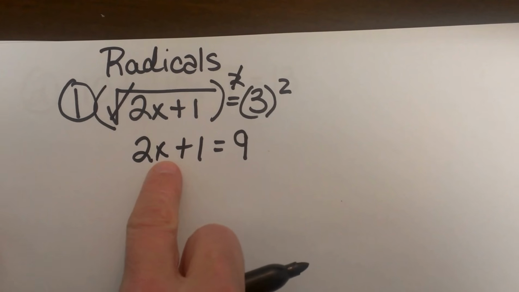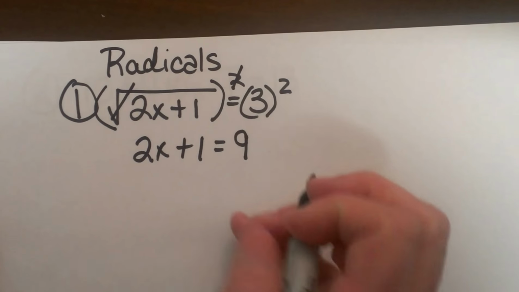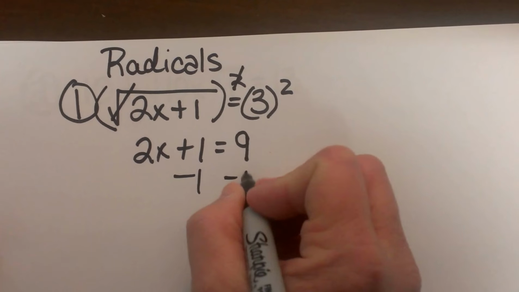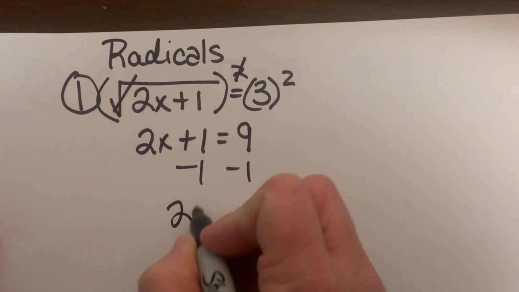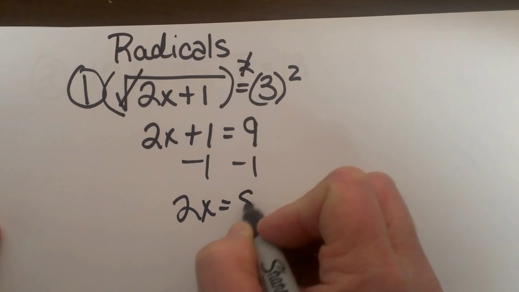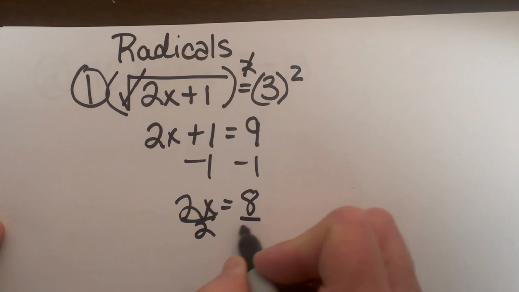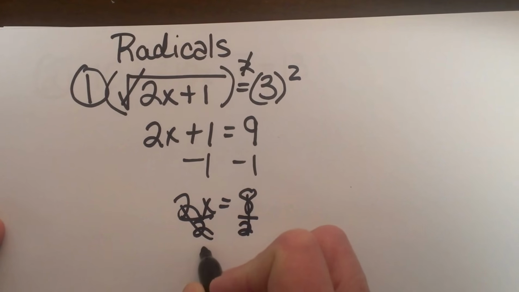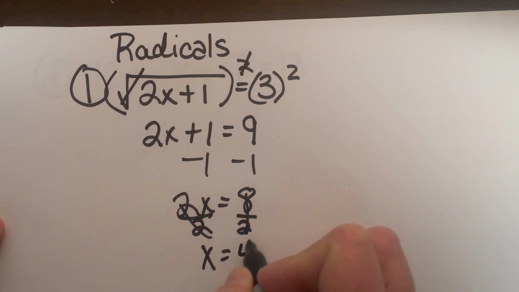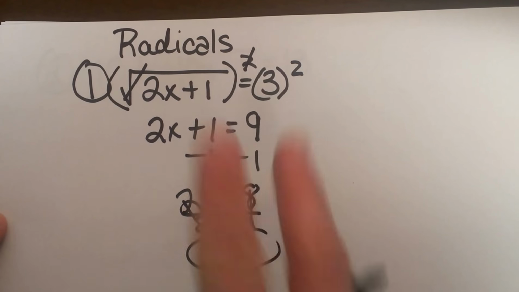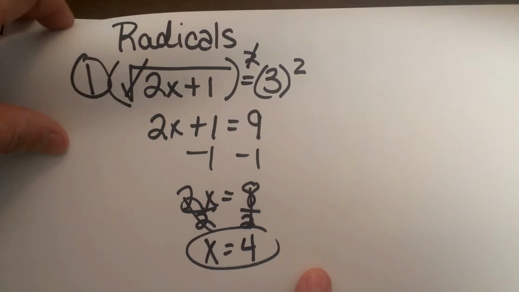Now I need to isolate my variable x. So I subtract 1 from both sides, and I bring down 2x equals 8. And then I'm going to divide both sides by 2, and solve the equation by just getting x is equal to 4. So that's how you solve one that already has the radical isolated.